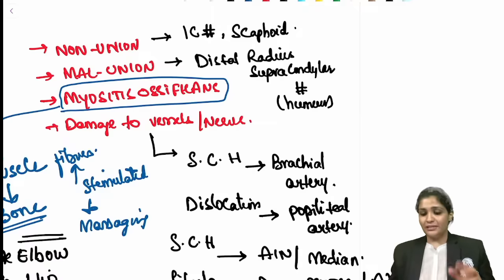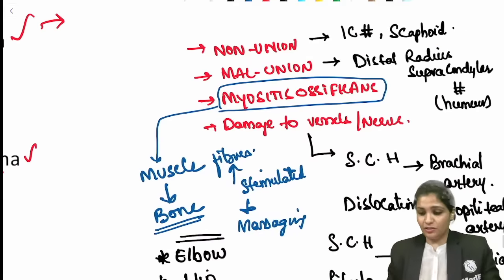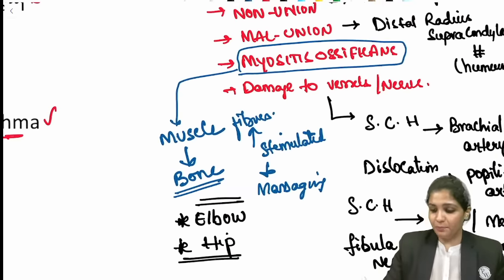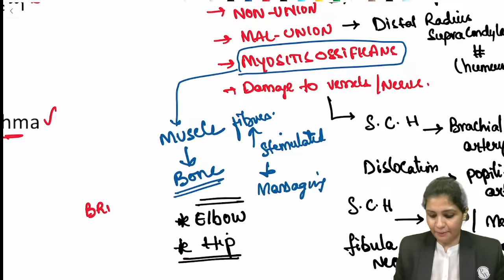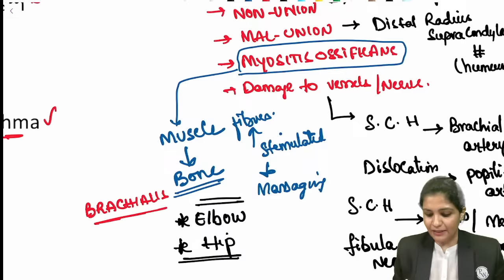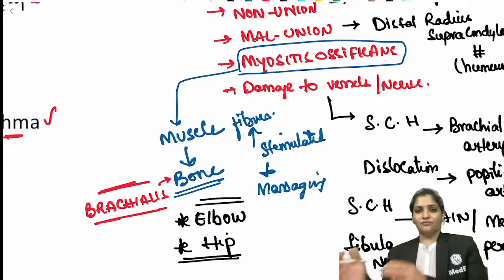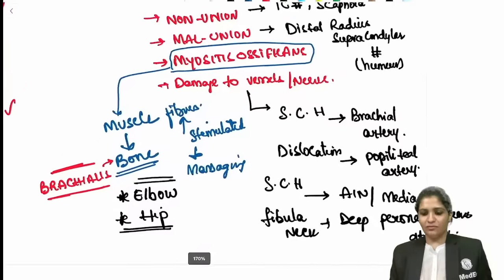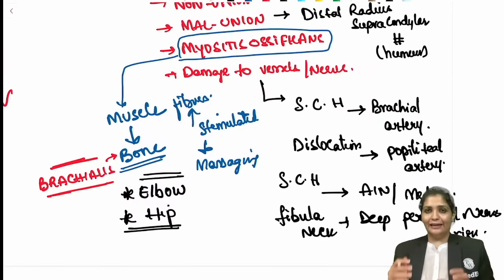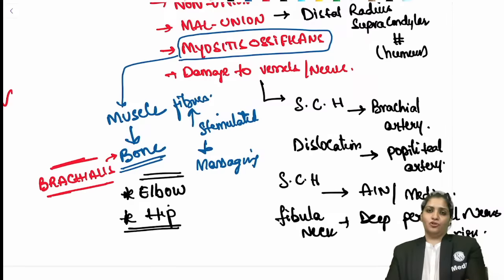The most common muscle is your brachialis. This is also an important point for PG. So the brachialis gets stimulated and it will produce bone. This is called myositis ossificans. The muscle fiber is ossifying, and this will hinder the movements in the elbow joint. So the elbow cannot be flexed or extended. It will remain in that flexion posture because of the muscles, and on the anterior aspect there will be bone.